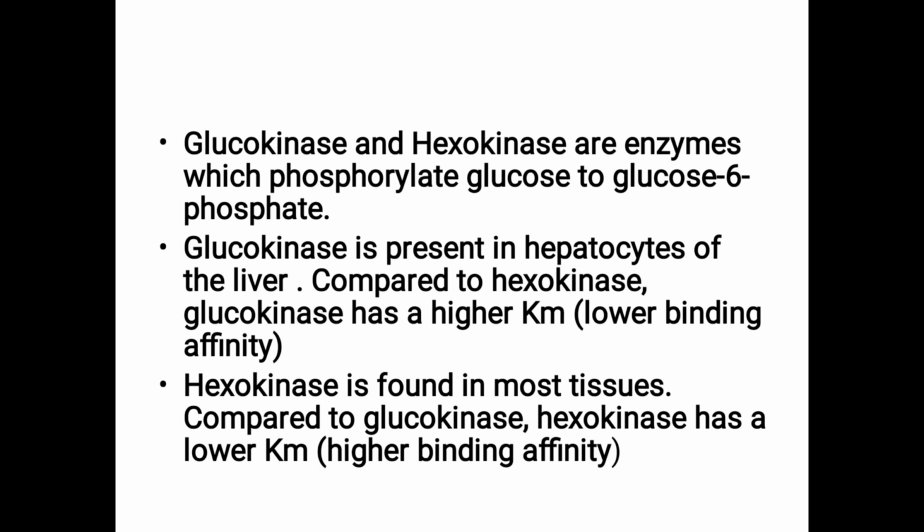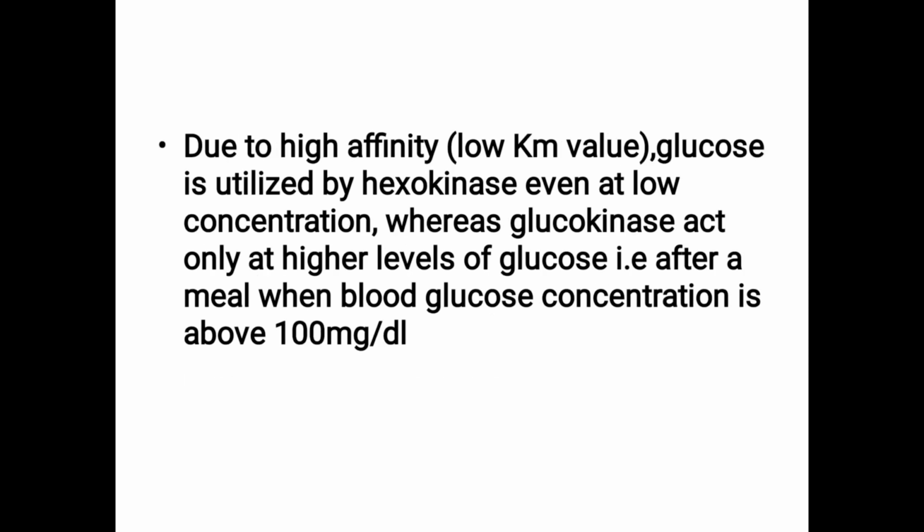Hexokinase has a lower Km value, glucokinase has a higher Km value. Due to high affinity, you see the significance there: low Km value means high affinity. So due to high affinity, because of low Km value, glucose is utilized by hexokinase even at low concentration.